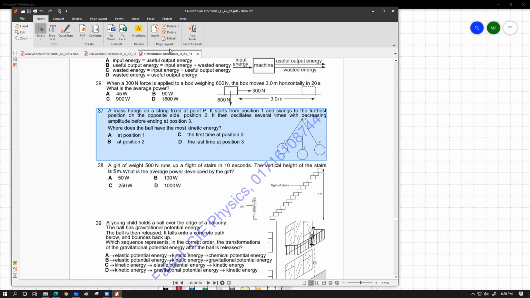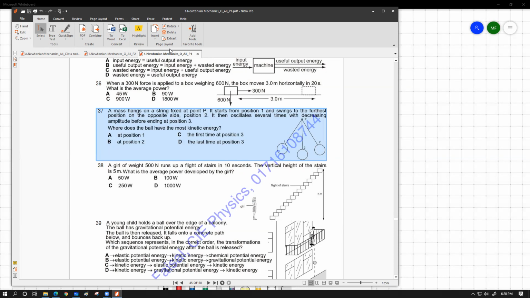now you tell me which of this answer can be correct. The question says, where does the ball have the most kinetic energy? The highest value of kinetic energy will be available for which point of motion for the ball among the four options that we have.